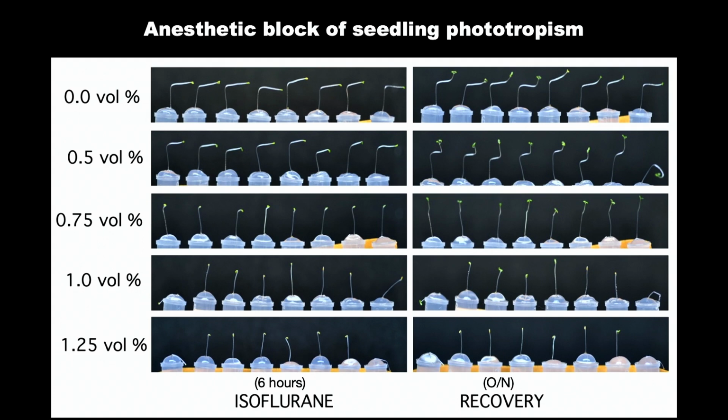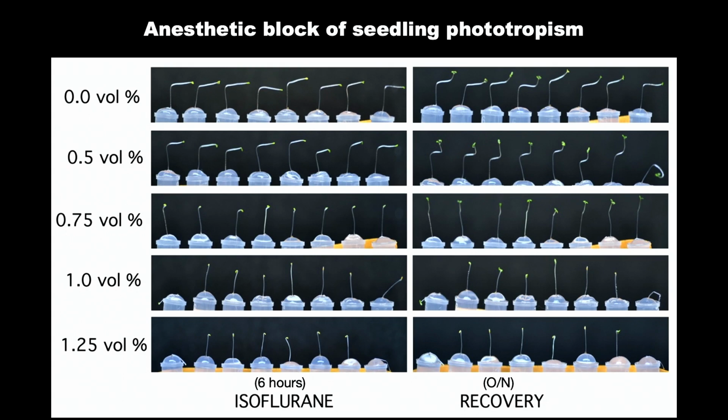So if we put a blue light LED to the right, just looking at the left panel, and we apply different amounts of isoflurane, an anesthetic, we can see the control, which is no isoflurane, is very nicely bending towards where the blue light was. As we start to increase isoflurane, we see that that response is lost.